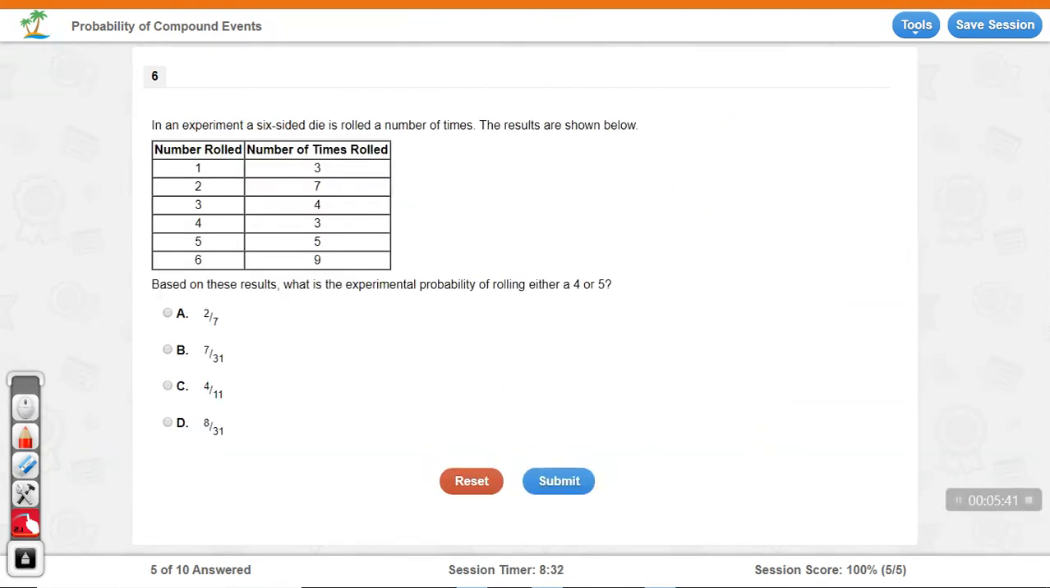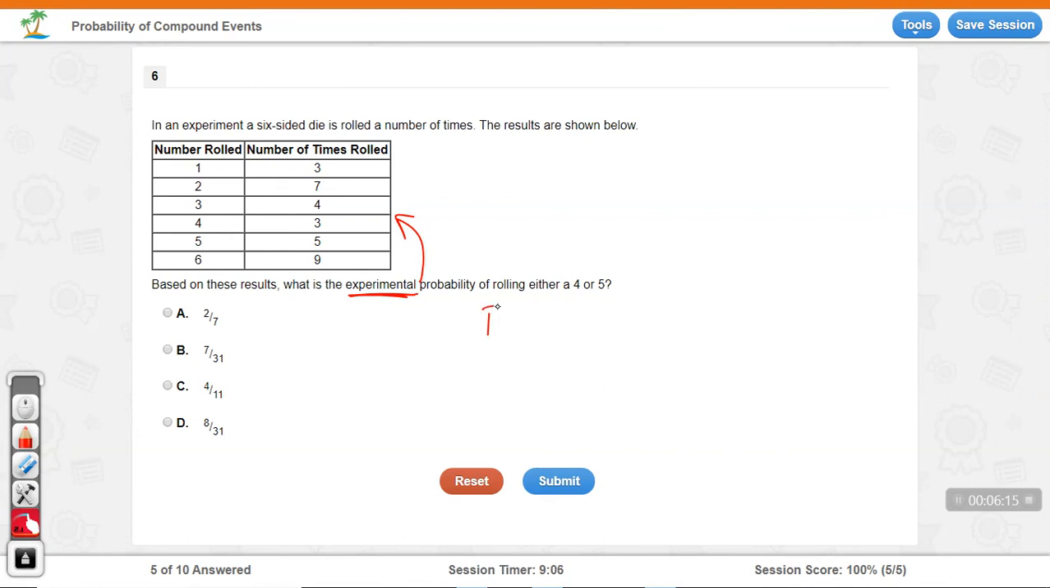All right, and this one here. In an experiment, a 6-sided die is rolled a number of times. The results are shown below: the number rolled and the number of times rolled. Based on these results, what is the experimental probability of rolling either a 4 or 5? Experimental probability means the actual results that happened, not theoretically what should happen. Theoretically, if you roll a 6-sided die, it should be 1/6 for every single one. Every 6 rolls, you should get all 6 numbers. That would be the theoretical probability. Experimental is actually what happened.